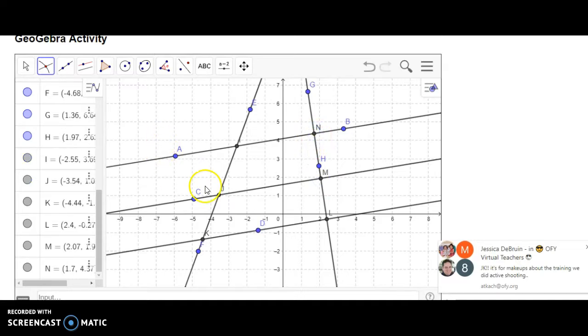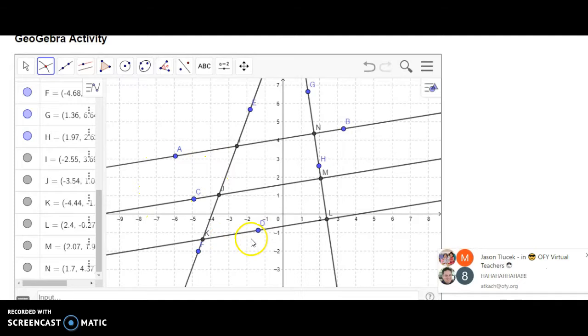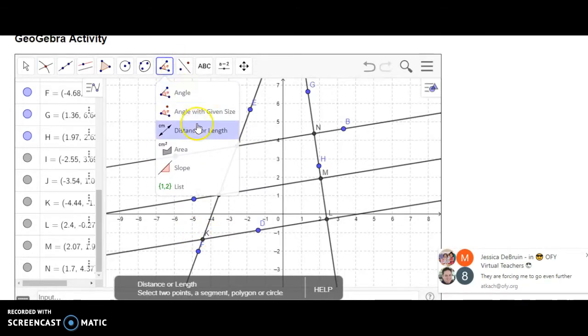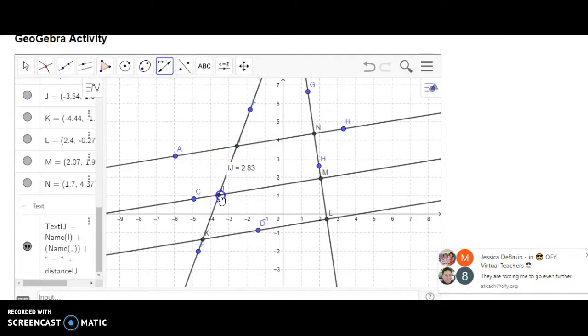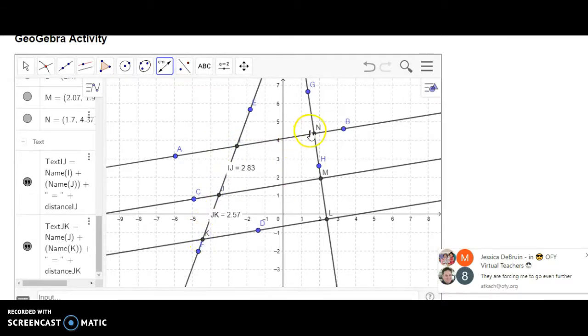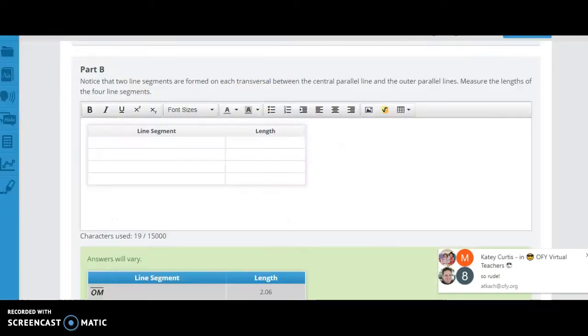And now we need to measure that. So it's a segment from the central parallel line. So these are the parallel lines, A, C, and what do we say, D over here. So these are the 3 parallel lines. From the central one to the outer one, and the central one to the outer one. These are the segments that we want to measure. So we're going to go to our measuring tool, distance or length. We're going to go from here to here. And then from here to here, here to here, and here to here. And that is what you'll put in there.